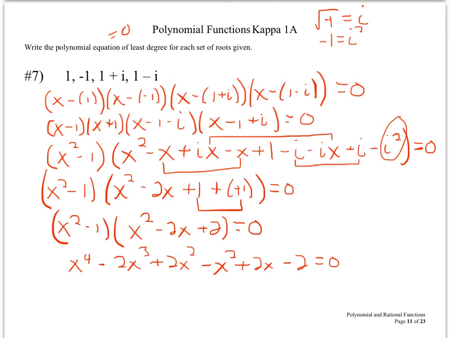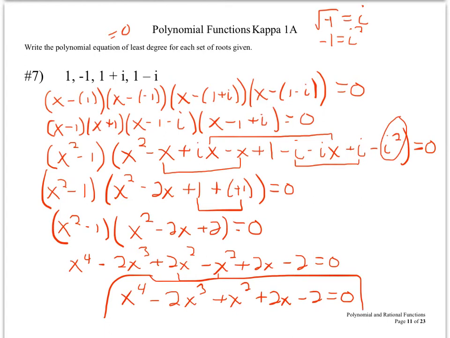Combine like terms. Here's a couple of like terms right there. We end up with x to the fourth minus 2x cubed plus x squared plus 2x minus 2 equals 0. That's the least degree polynomial equation with the given roots.